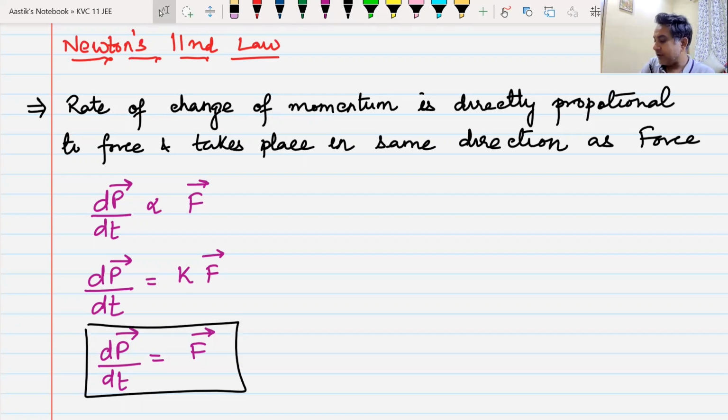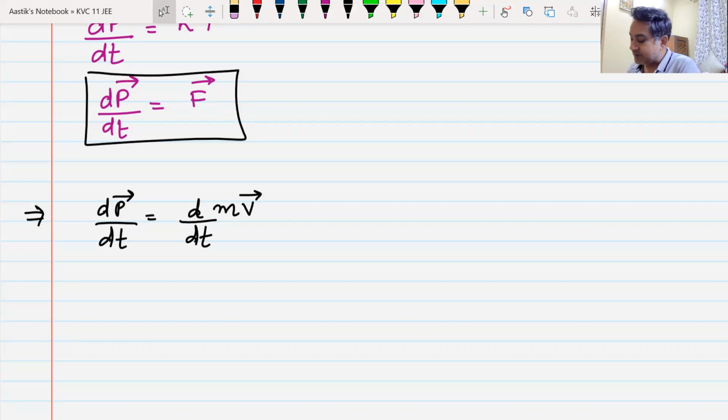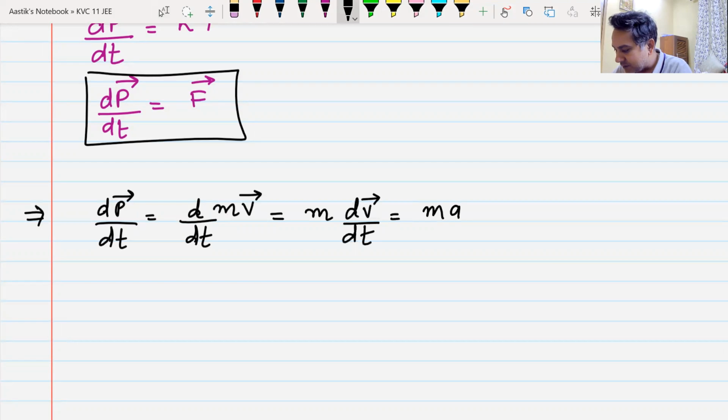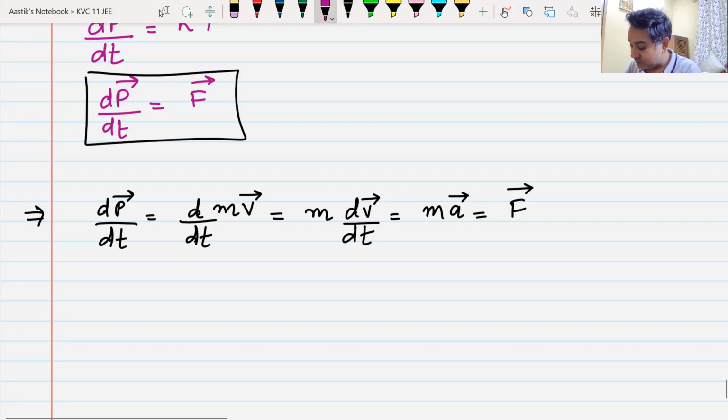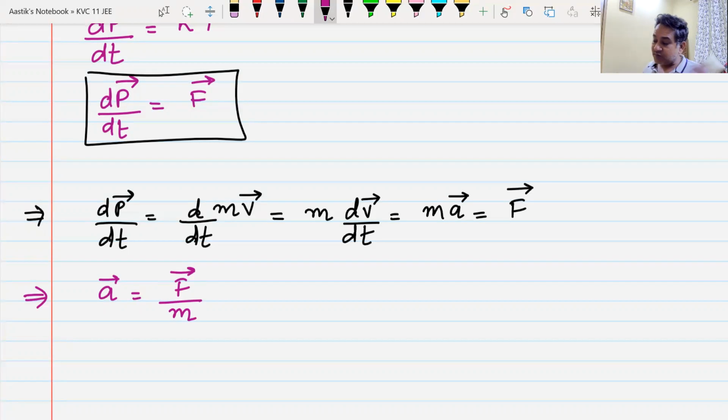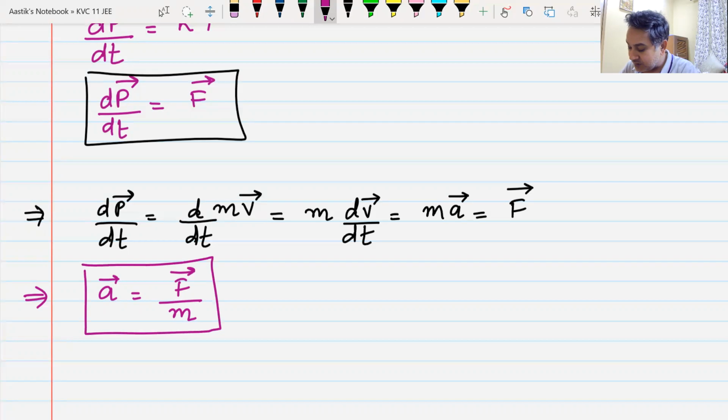Done? Okay. And moving ahead, I can write this dP by dt as d by dt of m into v. Normally, the mass of the body will remain constant. So mass will come out. It is m dV by dt, and dV by dt is a, so m into a becomes force. Or I can write it in this fashion. The acceleration of the body will be given by the net force divided by mass. This is the next way in which you can state the same Newton's second law. F is equal to ma, or acceleration of the block is F by m. We understand this, everyone?